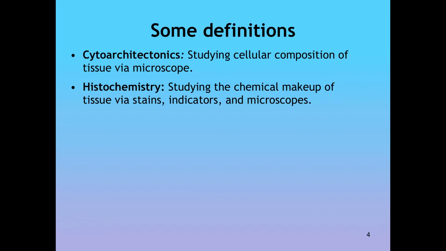And another term you may come across is histochemistry, which is looking at the chemical makeup of the tissue and the cells using stains and various indicators. And again, you're looking through a microscope. So different stains can behave differently, different indicators for different tissue types. So they'll look different under the microscope, and then you can say, okay, this tissue type is different from this one.